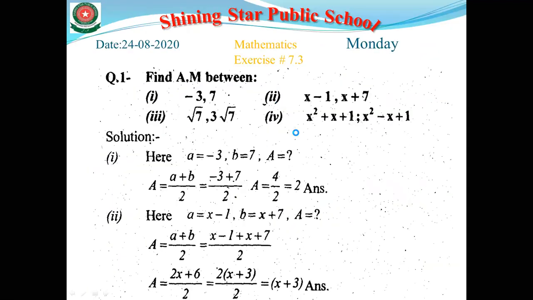Question number 1, find AMs between -3 and 7. So what do you mean by A.M.? A.M. means the arithmetic mean. So it means we have to find the arithmetic mean between -3 and 7. So how do we find the arithmetic mean?